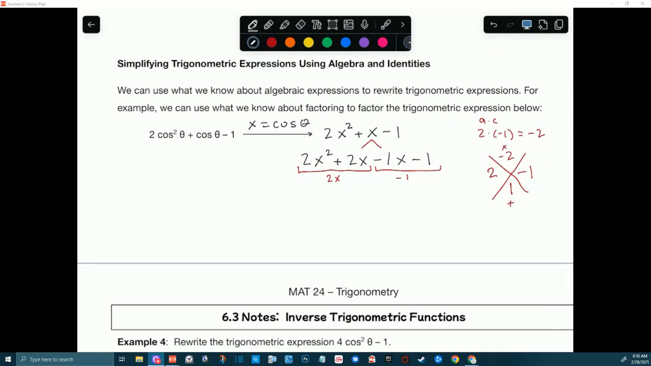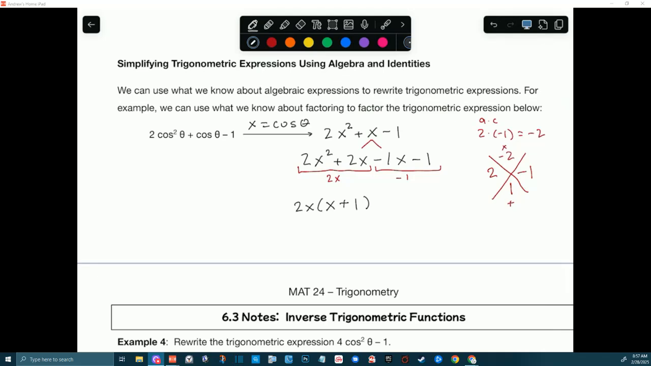I'm going to do that division. So I'm going to pull the 2x in front, and I'm going to divide 2x squared by 2x, which just leaves me with an x. And then plus, and 2x divided by 2x is 1.